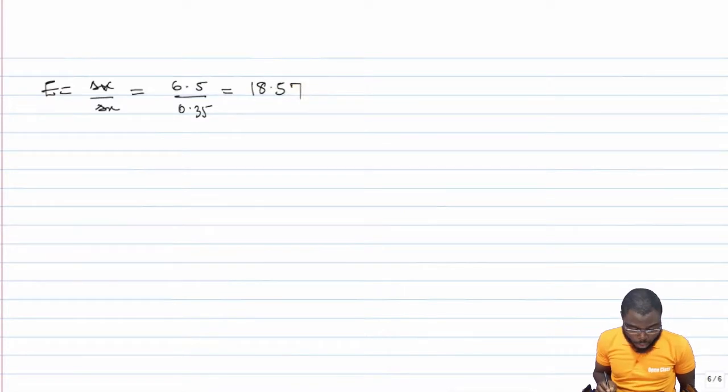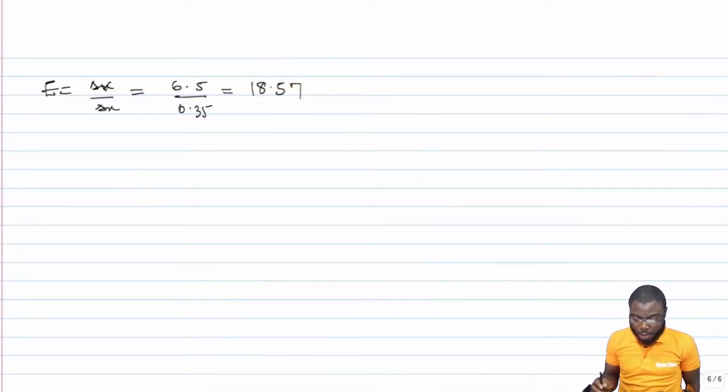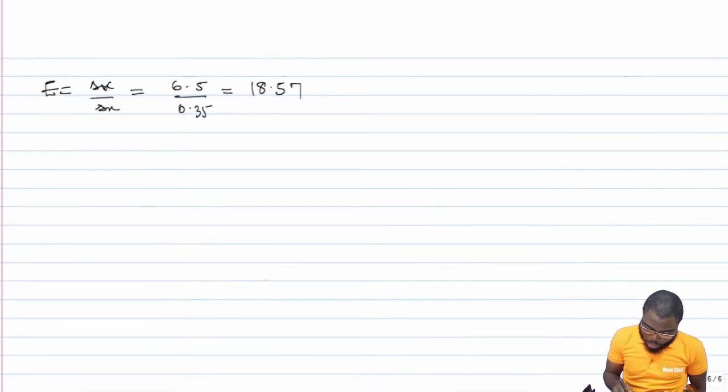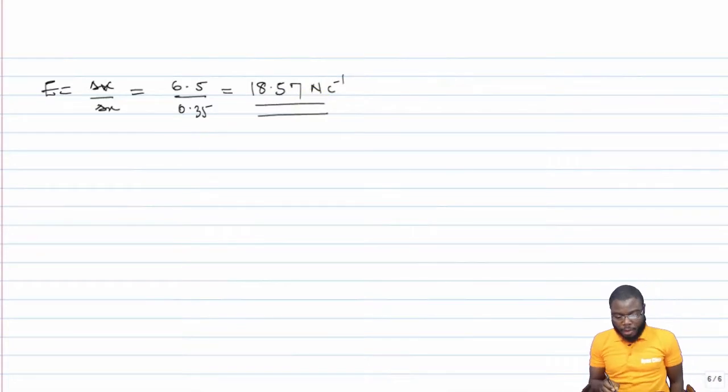So the unit, force per unit charge, is what? Force is Newton and the coulomb is charge. So you have Newton per what? Per coulomb. That is your answer.